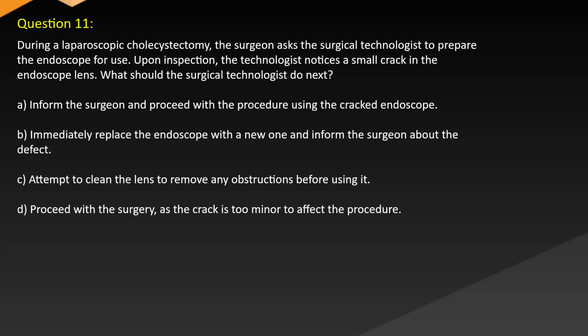Question 11. During a laparoscopic cholecystectomy, the surgeon asks the surgical technologist to prepare the endoscope for use. Upon inspection, the technologist notices a small crack in the endoscope lens. What should the surgical technologist do next? A. Inform the surgeon and proceed with the procedure using the cracked endoscope. B. Immediately replace the endoscope with a new one and inform the surgeon about the defect. C. Attempt to clean the lens to remove any obstructions before using it. D. Proceed with the surgery as the crack is too minor to affect the procedure.